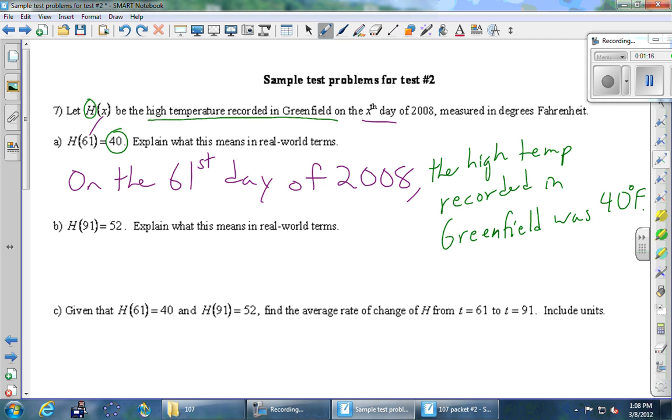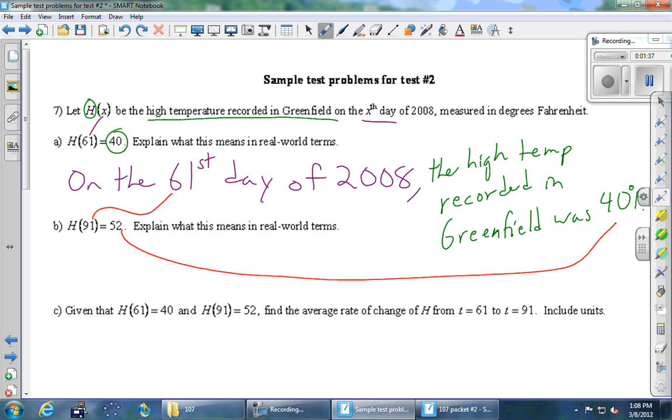Part B, h of 91 equals 52. Explain what this means in real world terms. Okay, I'm going to be really lazy and say it's exactly the same idea. On the 91st day of 2008, the high temperature recorded in Greenfield was 52 degrees Fahrenheit.